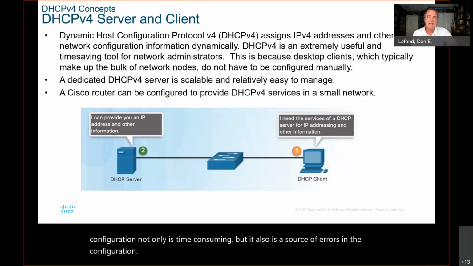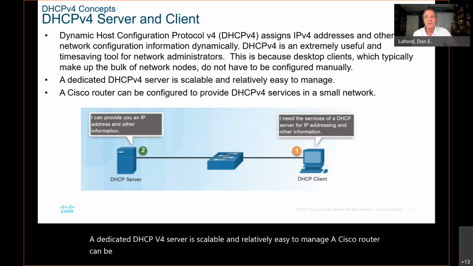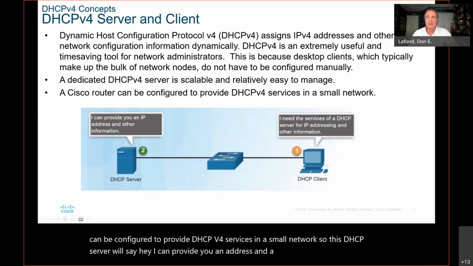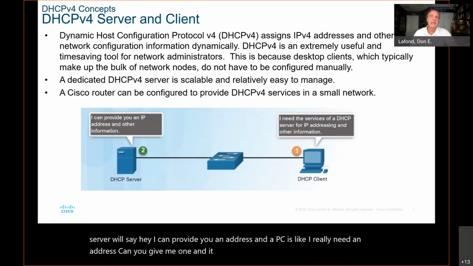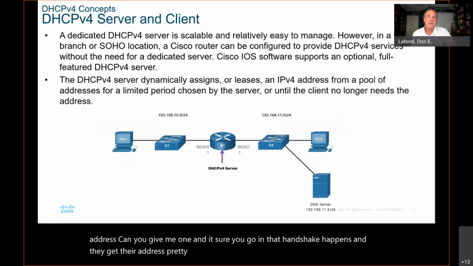A dedicated DHCPv4 server is scalable and relatively easy to manage. A Cisco router can be configured to provide DHCPv4 services in a small network. So this DHCP server will say, hey, I can provide you an address. And a PC is like, I really need an address. Can you give me one? And sure, here you go. And the handshake happens and they get their address. Pretty easy.